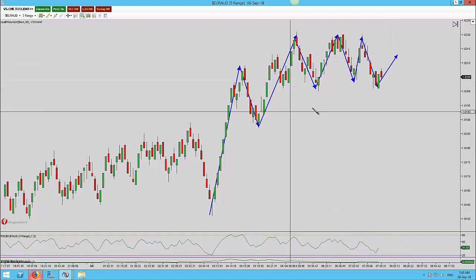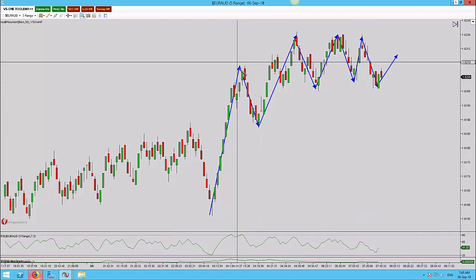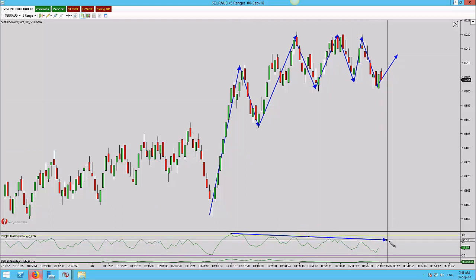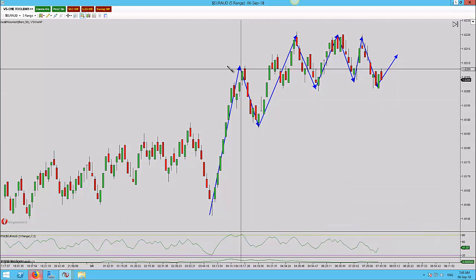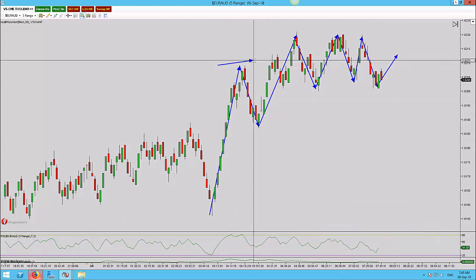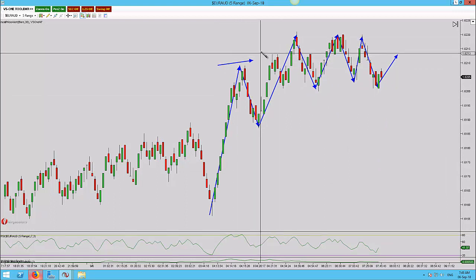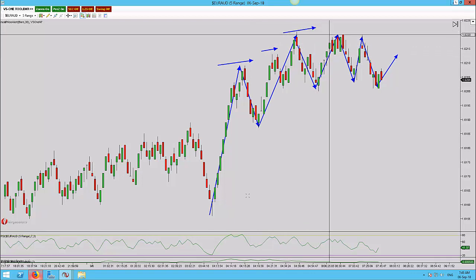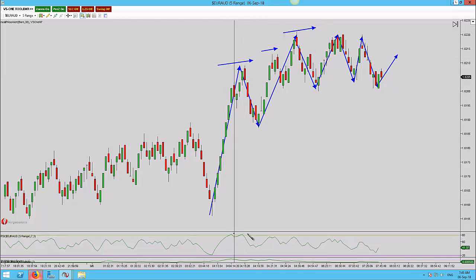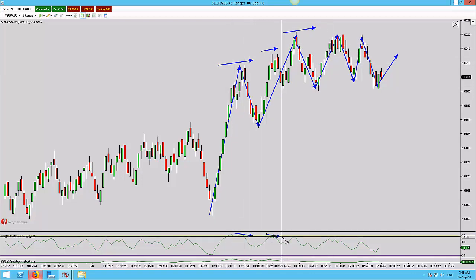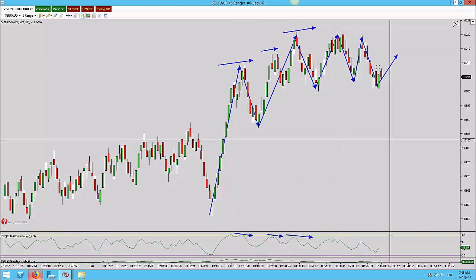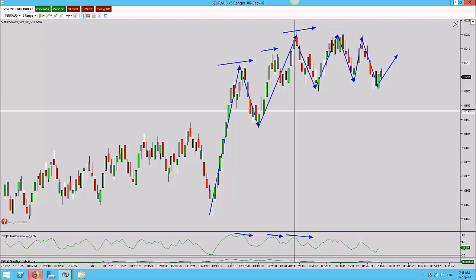Now, a few things I need. First of all, I do need the left shoulder to be overbought, and that did happen. We've got the divergence, and also look at the highs here, going higher, going higher, going higher. Look at the RSI, going lower, going lower, going lower, indicating a potential reversal.